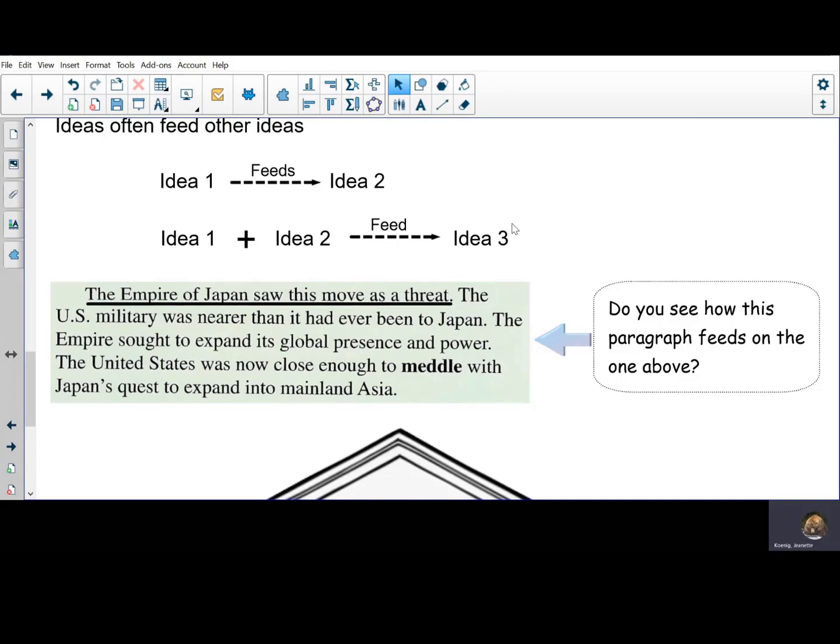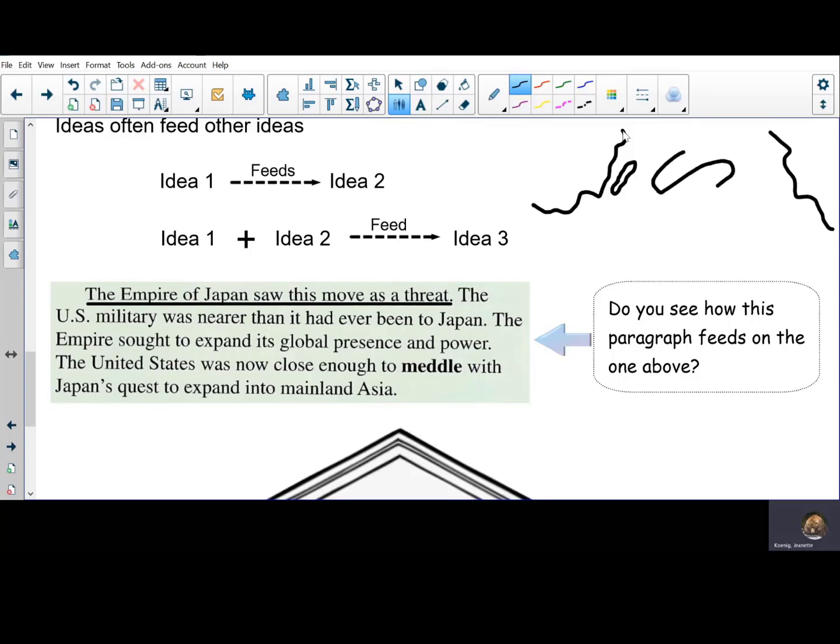Okay, so let me draw a rudimentary map, a really, really rough map. Here's most of Asia, or the east part of Asia. Japan is this little island right off the coast of Asia. The United States is over here, and this all is the Pacific Ocean between them. All right, now, as I said, Japan is this island here. Mainland means the main part of the land, so it is that big continent.